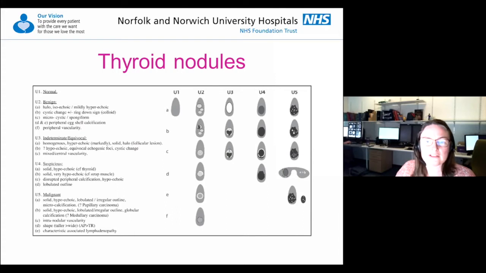So a U2 lesion is a benign lesion, and typically these are often cystic or spongiform in characteristic. Sometimes they have some peripheral calcification and often have peripheral vascularity. If they have those features, we can be relatively reassured that they're benign. More indeterminate lesions tend to be a bit more solid, often have some central vascularity. Suspicious lesions, U4, or malignant lesions, U5, are often very hypoechoic, can have speckled microcalcification in the case of papillary cancer, are more lobulated, and obviously we look for nodes as well.